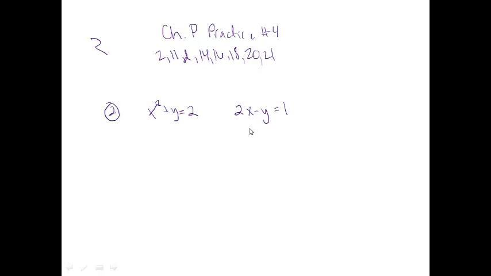So I am going to subtract 2x from both sides. So I'll have negative y equals 1 minus 2x. And then I do need to divide or multiply both sides by a negative 1, so I'll get y equals negative 1 plus 2x. Now, since I know y, I can go up into the first equation and plug that in for the y. So I'm going to have x squared plus negative 1 plus 2x equals 2.